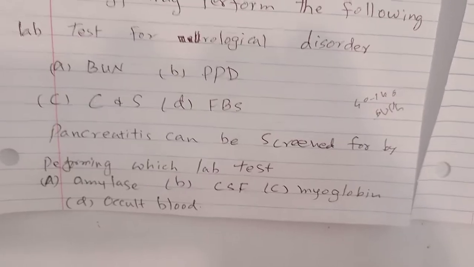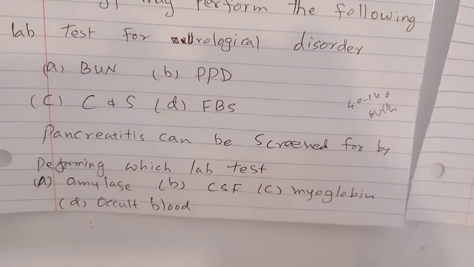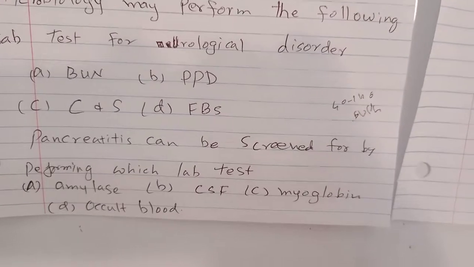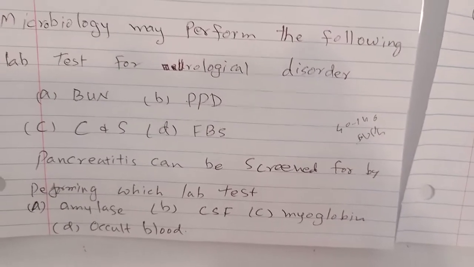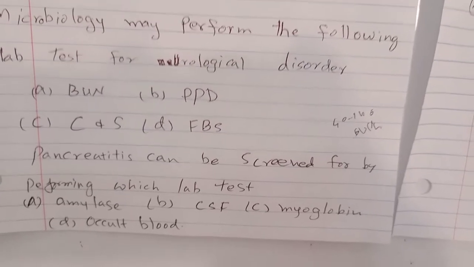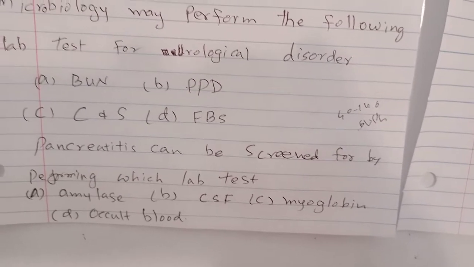And last is occult blood. Occult means hidden. If there is a very small quantity of blood present in the stool that is not seen, we see it with the help of chemicals, and that test is known as the Guaiac test, and the test is also known as occult blood, hidden blood test.